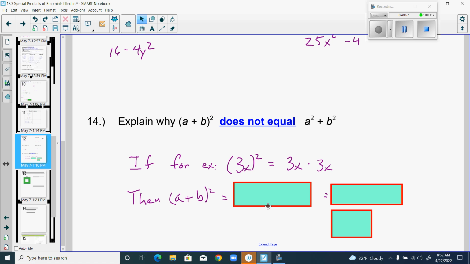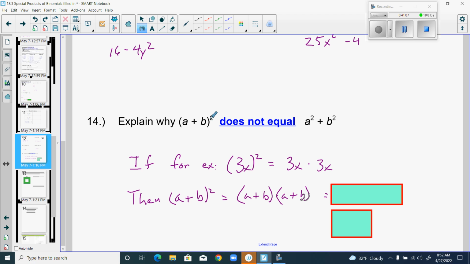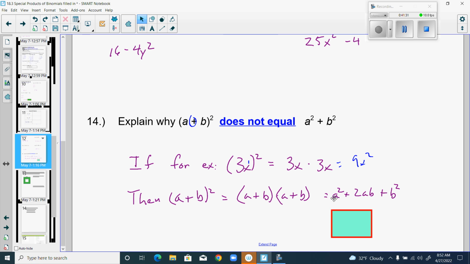This gives us 9x squared, by the way, because 3 squared is 9, and x squared. But because we have addition in the middle, it's not the same. This, as we know, gives us a squared plus 2ab plus b squared, and it's not a squared plus b squared. So that's why it does not equal that. Hopefully you finished that in your warm-up as well. Okay, last problem here. Let's go ahead and get started.